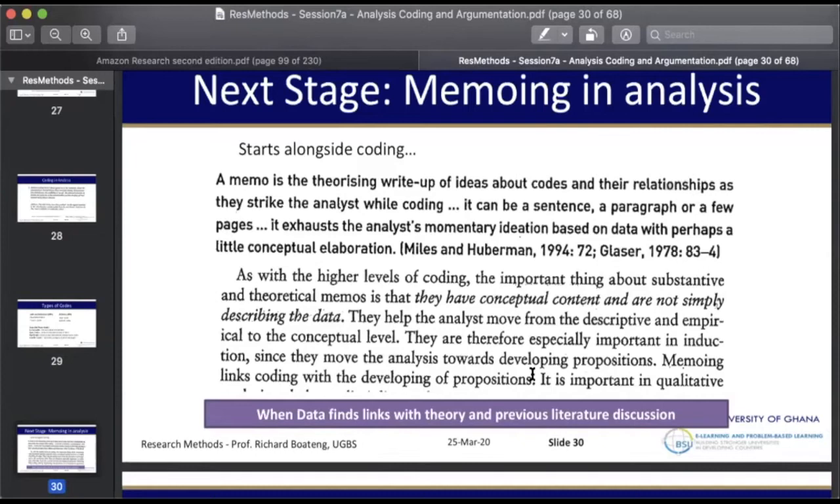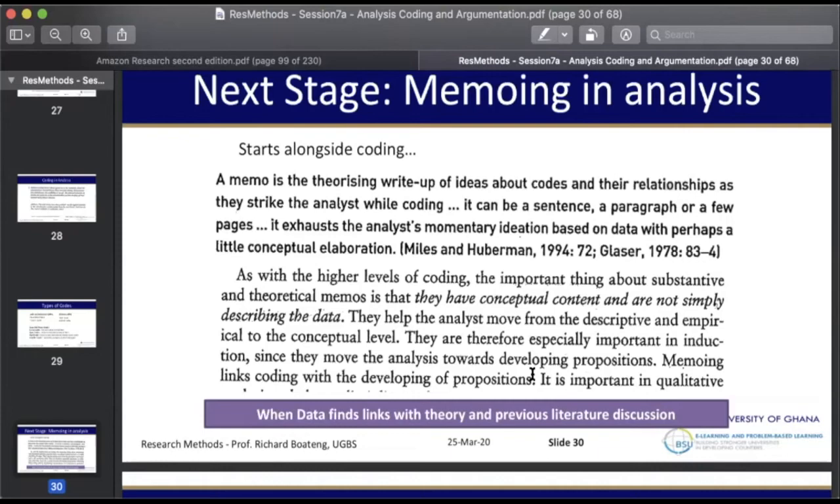Okay. According to Miles and Huberman and Glaser, whenever you are looking into the data and you come to a point where you can link the data you are analyzing with some of the discussions you saw in the literature, you have reached a point of ideation. Now, the link can be in two ways. Either it is confirming what you have read earlier, or it's in contradiction to what you have read earlier. Okay, so they understand it.